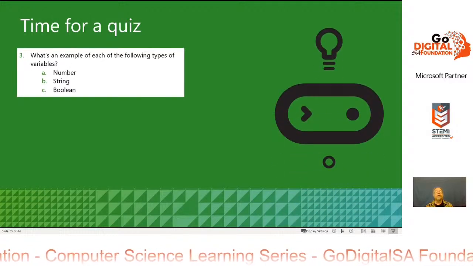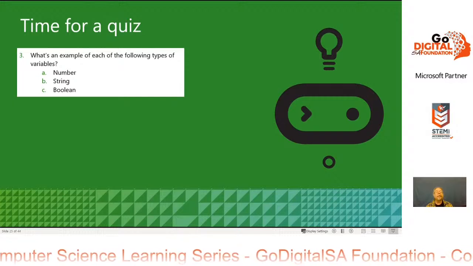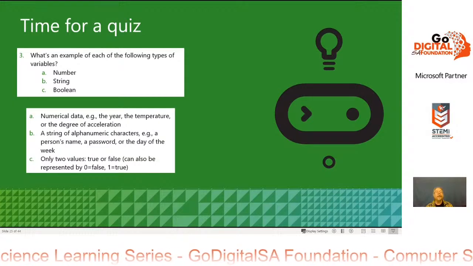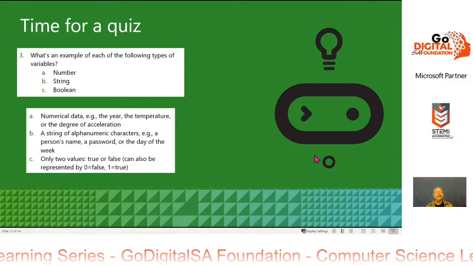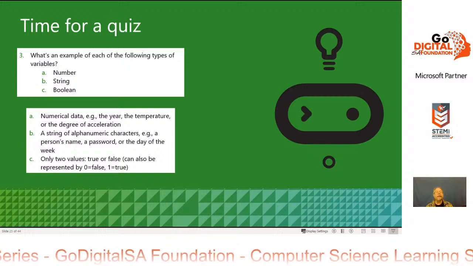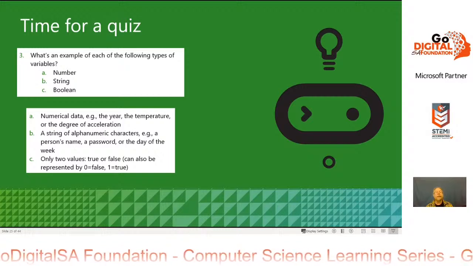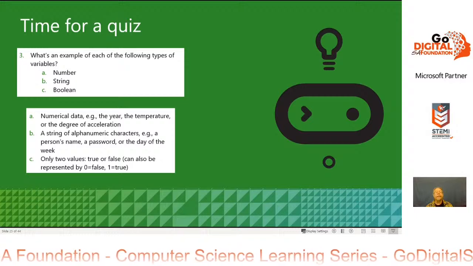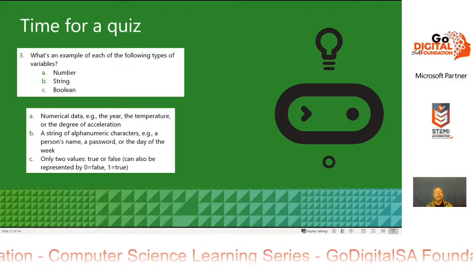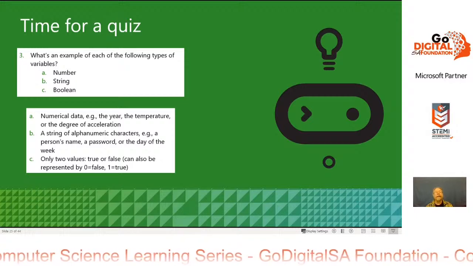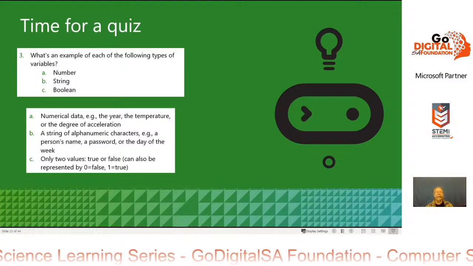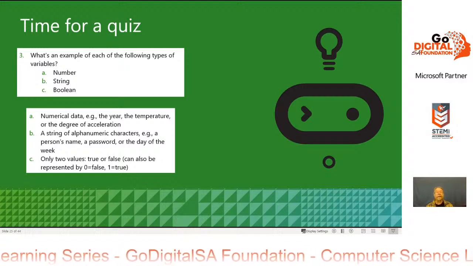What's an example of each of the following types of variables? Number. Okay, numerical data can be the year, the temperature, the degree of acceleration. So it can be numbers like 0, 1, 2, 3, 4, 5. It can be numbers like 1.6 and 2.8, can be negative numbers like -3 or -5.6 and so on.